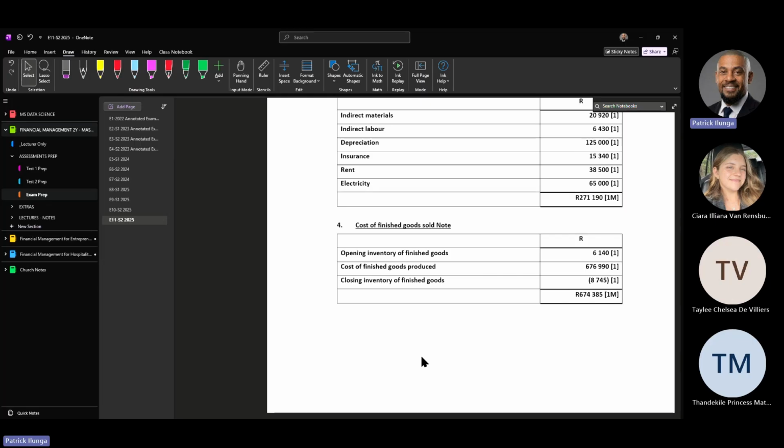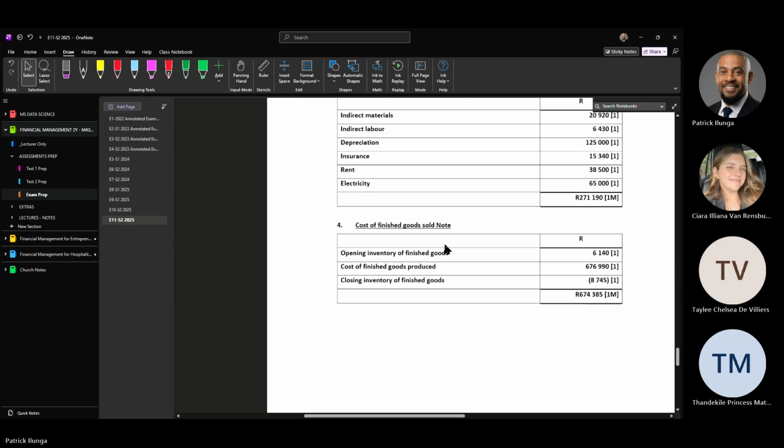It means that they were never sold. Can I repeat that, guys? And I'm speaking to the entire class. If we have finished goods on hand at the end of the period, it means that we didn't manage to sell them. And now you can understand the reasoning of this particular note, why it's so important. It is because we want to find out what was sold.